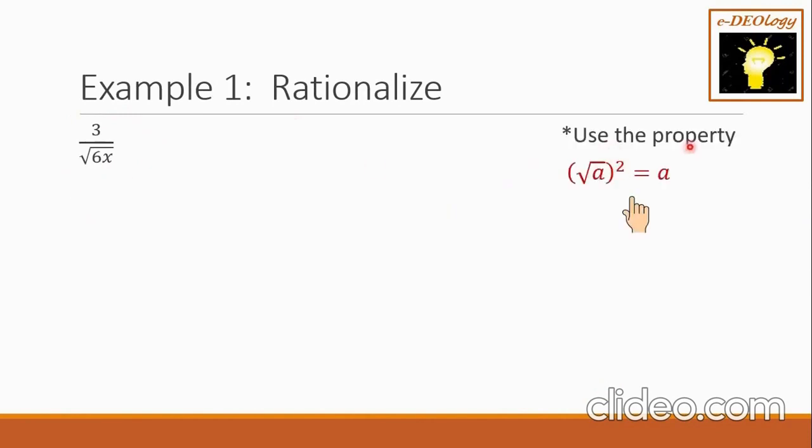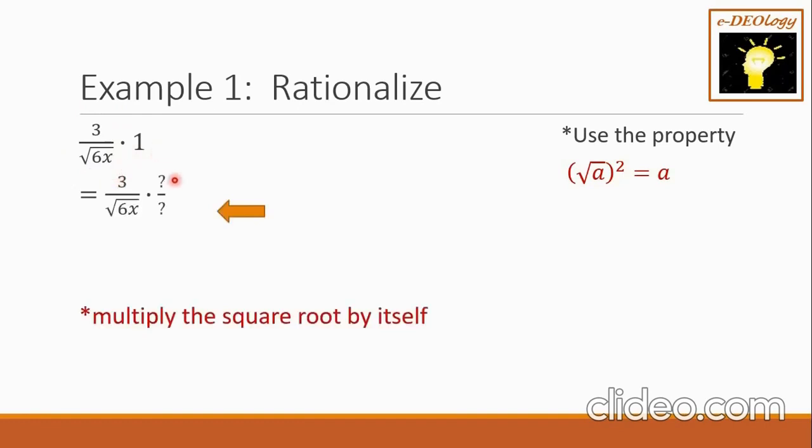In here, we're going to use the property when we have the nth root of a and this radical is squared. This is simplified into a. So let's go to our problem here. The step is we're going to multiply this by a value equal to 1. So we know that any number multiplied by 1 will not change the value of the original expression.